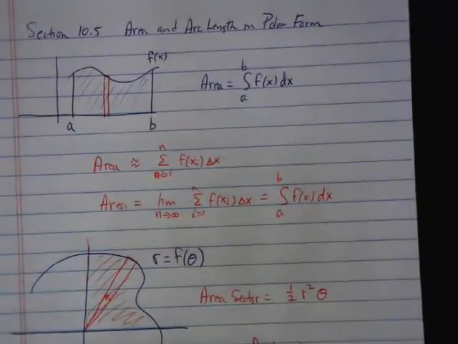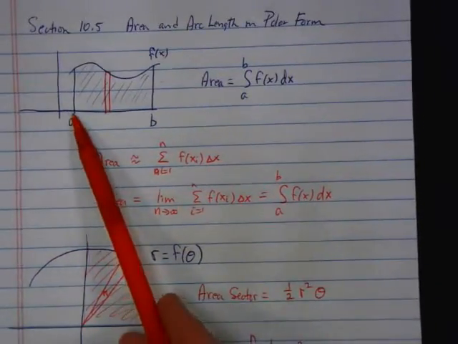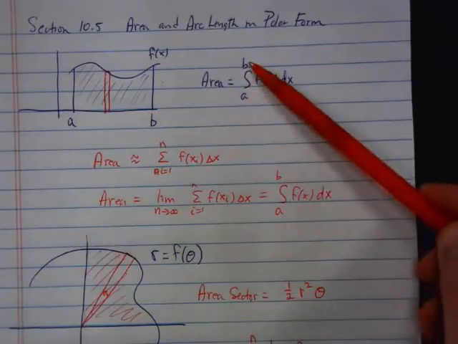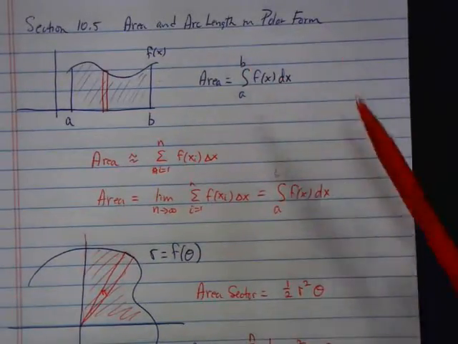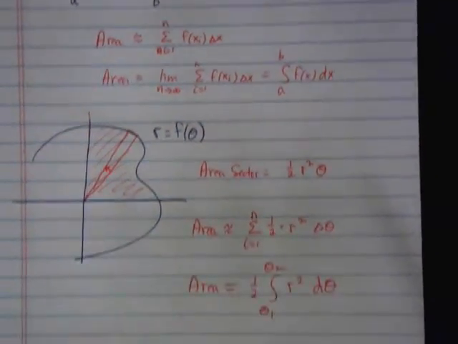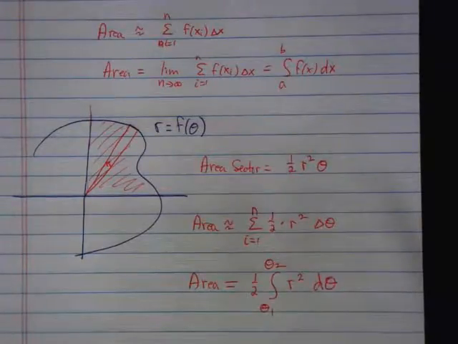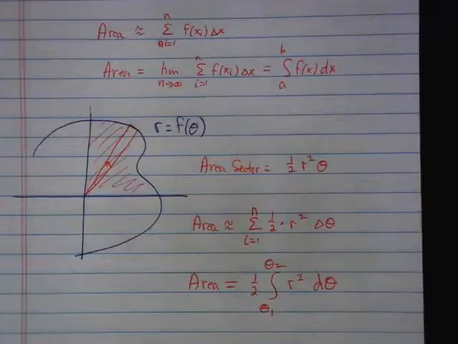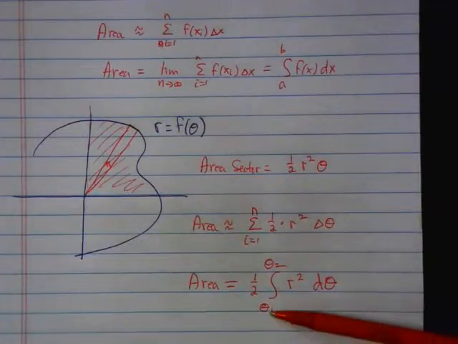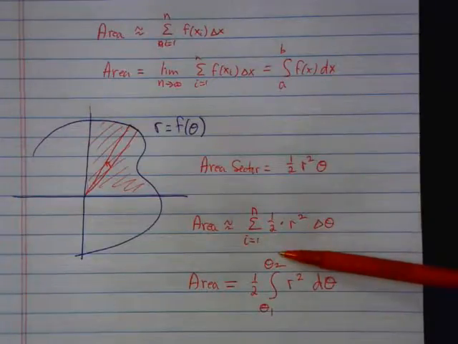Just like in rectangular form, we went from there to there, so we went from a to b on our integral. Always works counterclockwise, right? Truthfully, it doesn't matter. We will always set them up counterclockwise, because that means we'll have the smaller number on bottom and the bigger number on top.